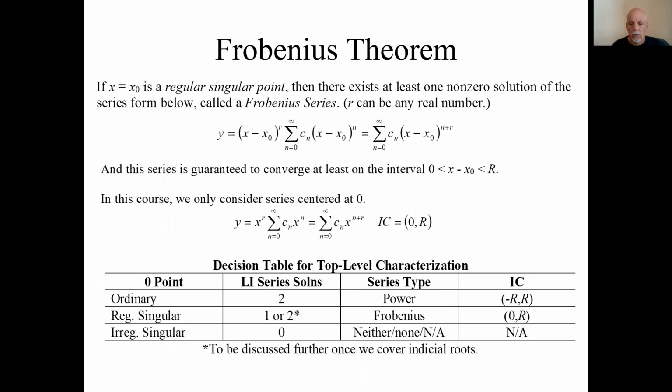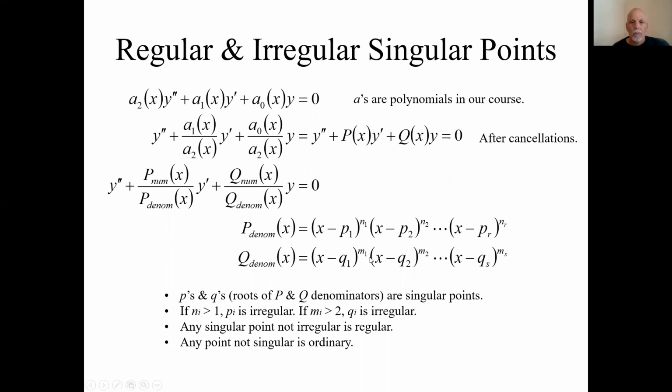If it's repeated more than twice in the denominator of Q, it is an irregular singular point. Any singular point that is not irregular is regular. And any point that is not singular is ordinary. So that's how you distinguish irregular from regular: how often it's repeated. More than once in P or more than twice in Q.